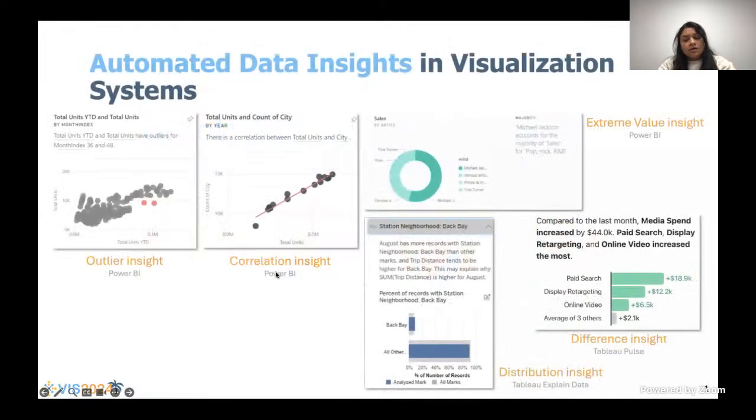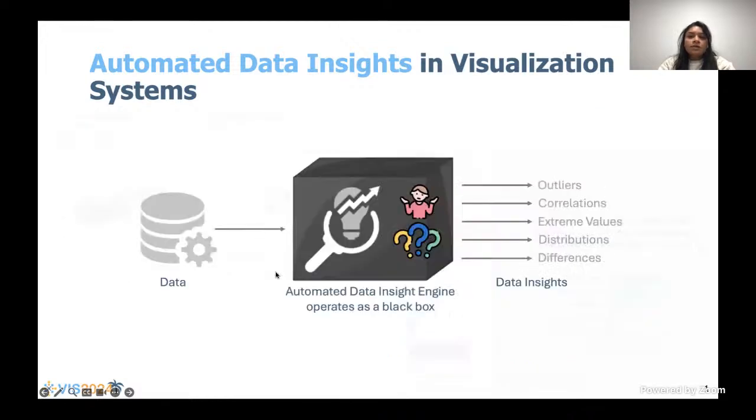Automated data insights are commonly seen in both commercial and research-focused visualization systems. These insights typically appear as textual statements alongside visualizations, as seen here, and aim to highlight key statistical data facts such as outliers, correlations, extreme values, differences, and distributions. While these insights support data exploration and chart interpretation, they operate as black boxes, providing users with only limited visibility into how the insights are generated, thereby reducing the overall usefulness of the insights.